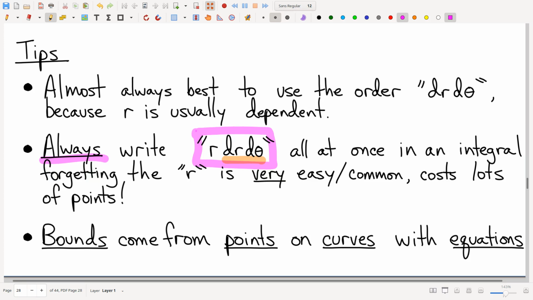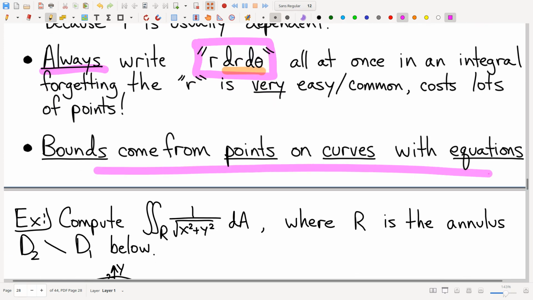In fact, on a question where the solution is to use polar coordinates, if you just write down r dr d theta and turn the page, you probably get 4 or 5 points just for that. Right? So easy money. This is good news, not bad news. Always write r dr d theta all at once, all at the same time, and get those points. Okay. And then of course the slicing process as before. You look at various points that are on certain curves and like that.